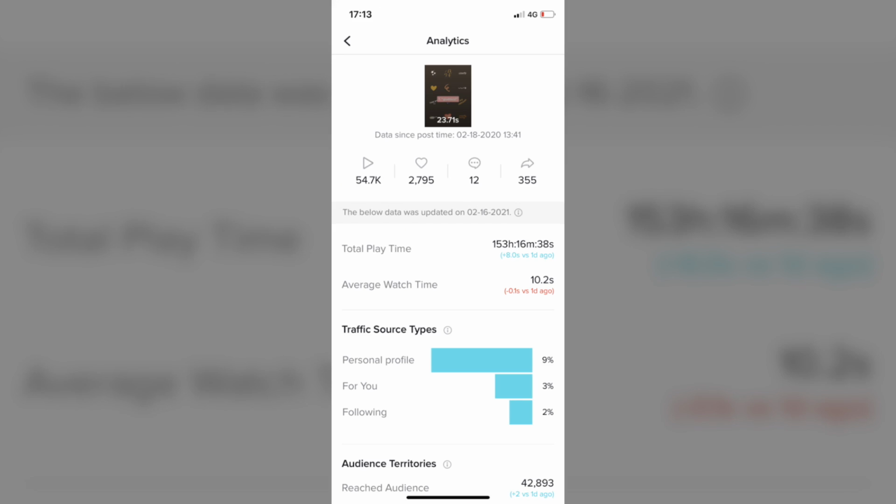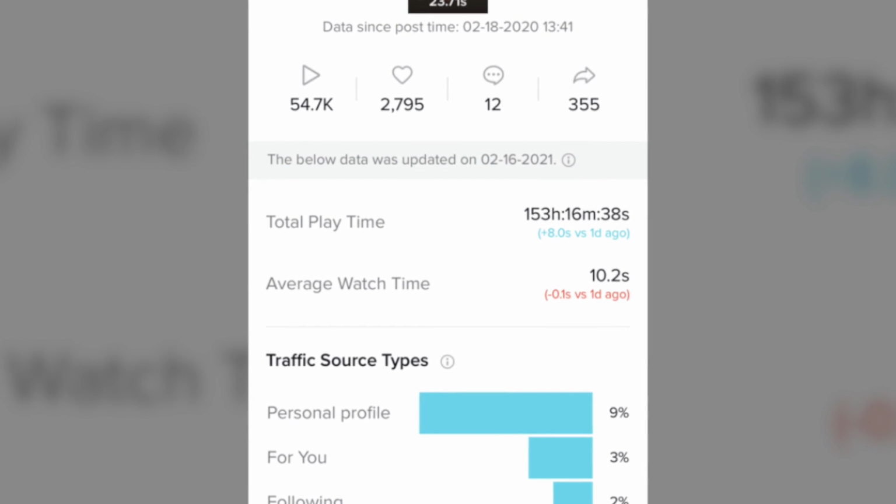Other tips. Check out your individual video analytics. Share is a huge indicator for the TikTok algorithm. Find out the most shared video type and make more similar content. Total playtime is an important indicator for brand deals. The brand will take it into consideration when they pick the account for promotion.